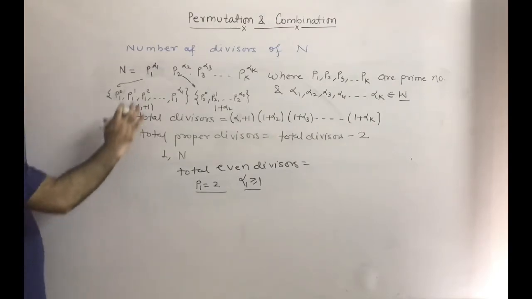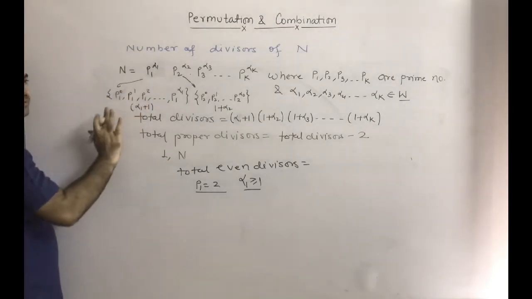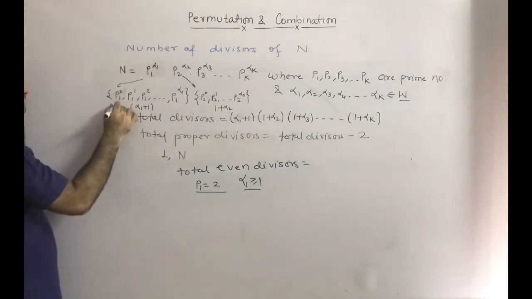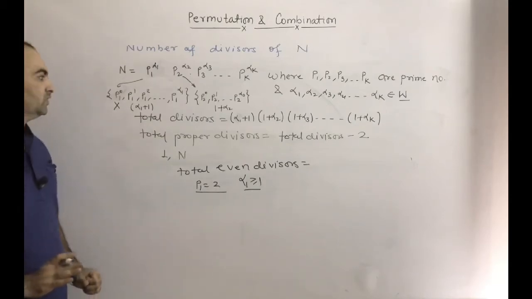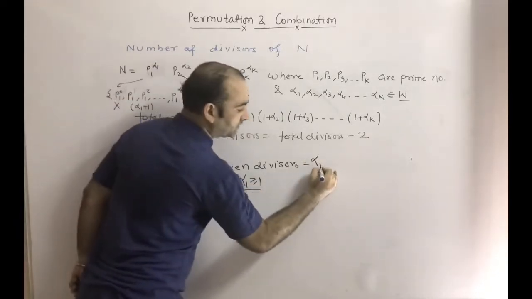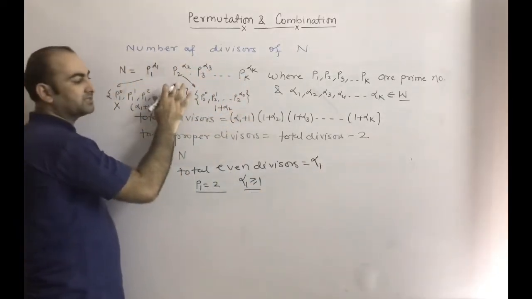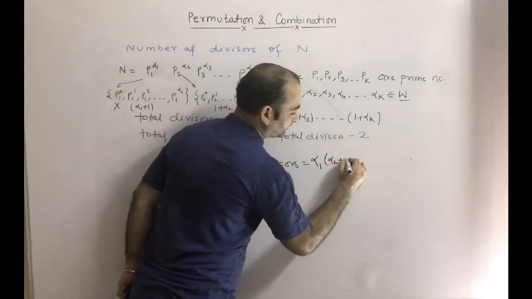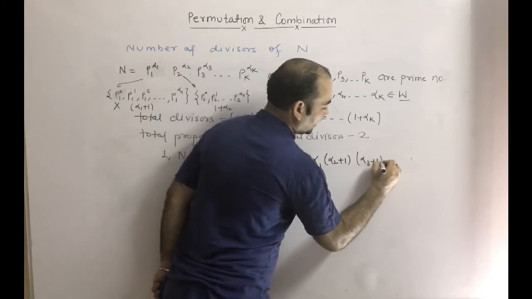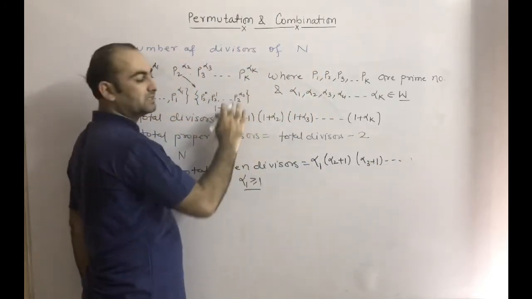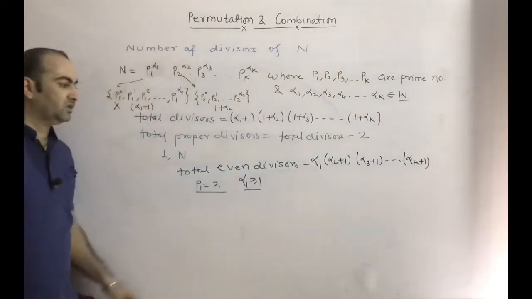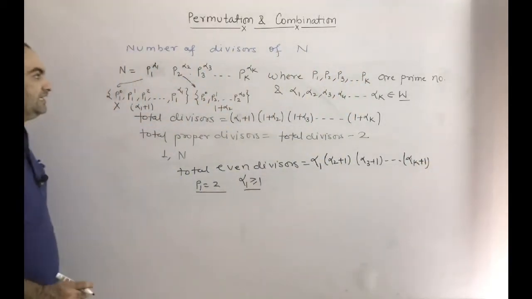Now in how many ways can we select p1? p1 power 1 one way, p1 power 2 one way and so on p1 power alpha 1. p1 power 0 is not valid because we want at least p1 power 1. So in how many ways can we select p1? That is alpha 1 ways. Similarly, p2 in how many ways can we select? Alpha 2 plus 1. Similarly, p3, alpha 3 plus 1 and so on. Similarly, pk, alpha k plus 1. So this will be the total even divisors.